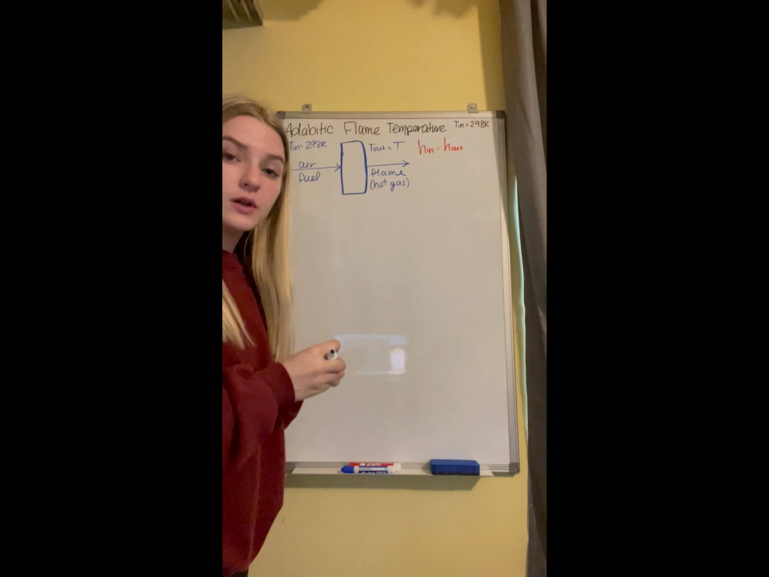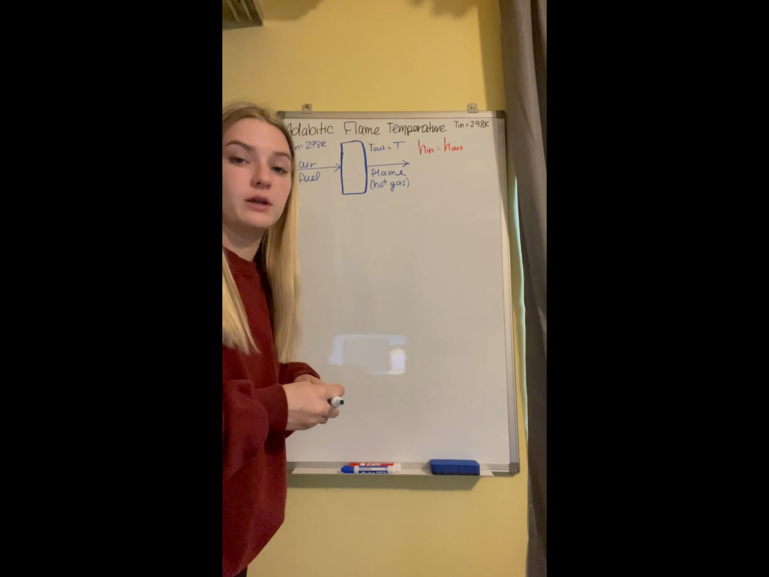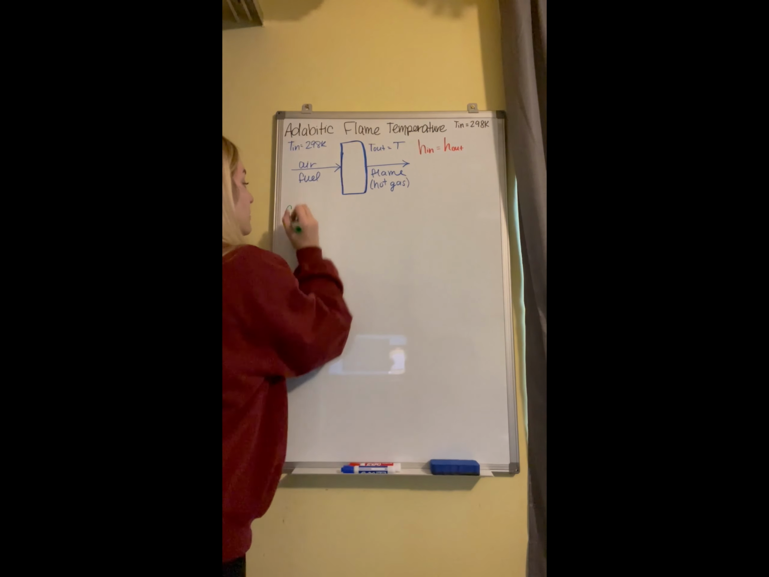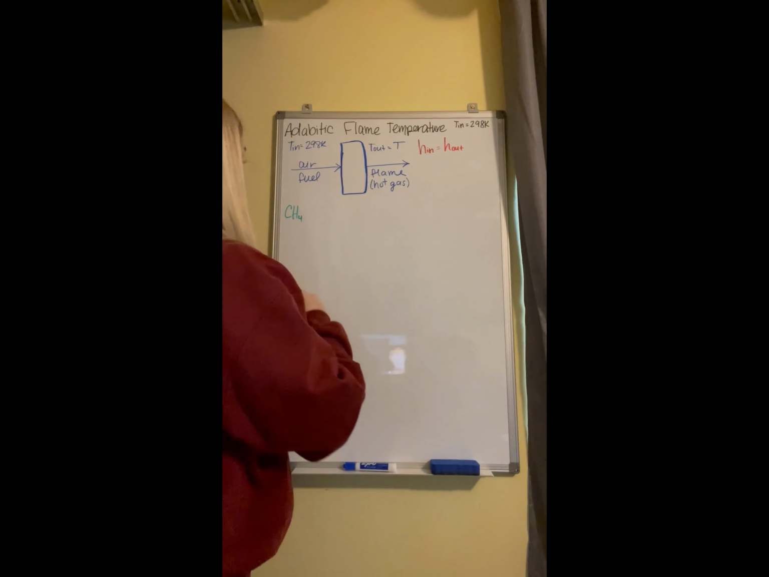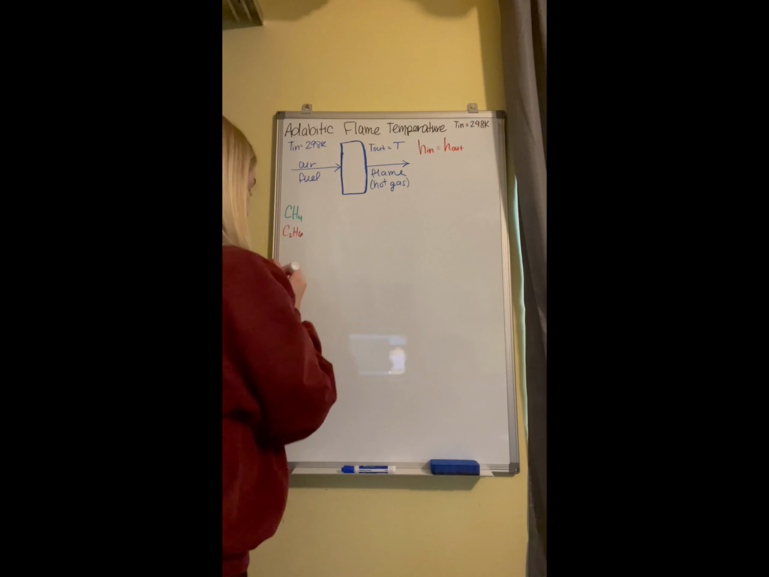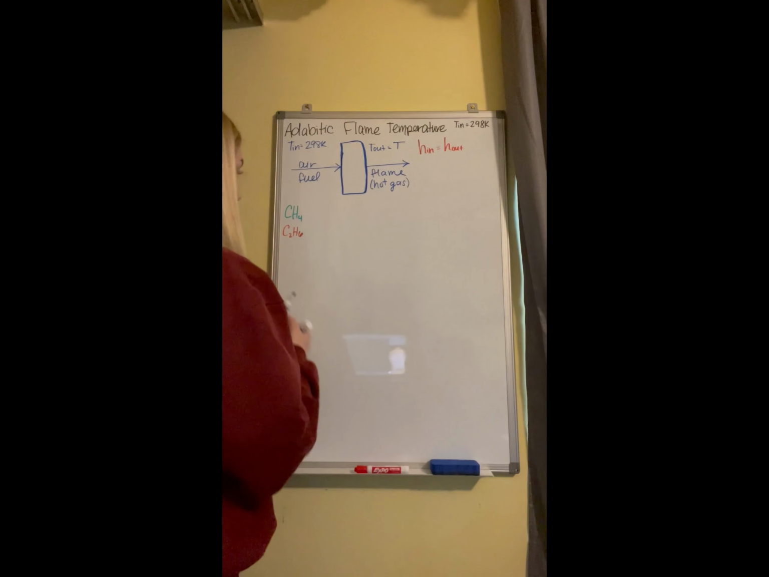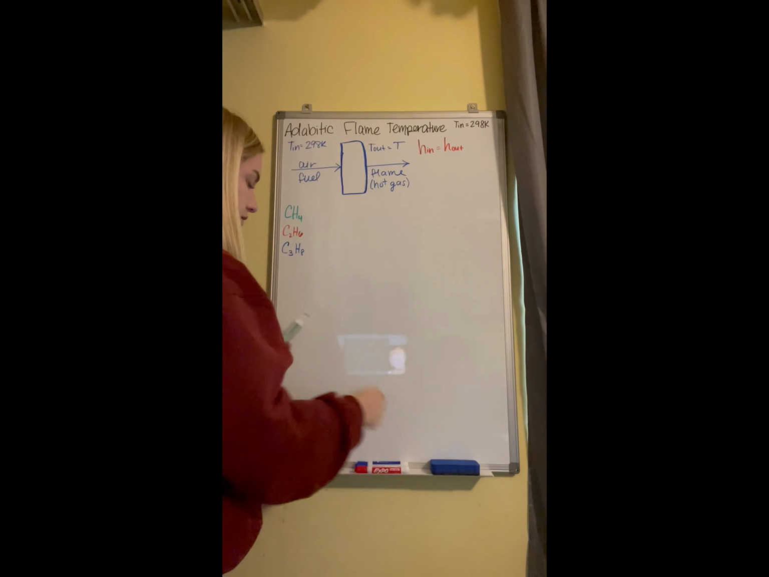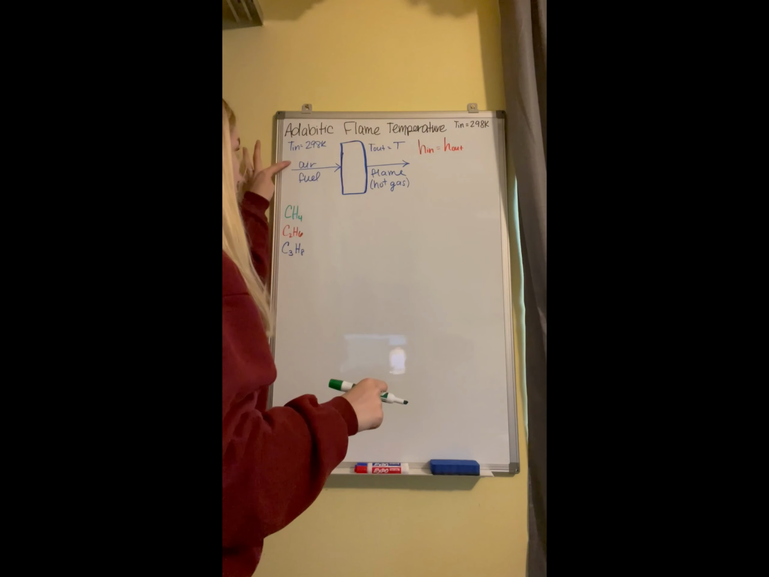Okay, so now we're going to look at the stoichiometry of our combined fuel. So we know that our fuel is going to be methane, which is CH4. So it's either going to be methane, it's going to be ethane, which is C2H6, or it's going to be N-propane, which is C3H8. So now looking at this, we have to add in our oxygen.